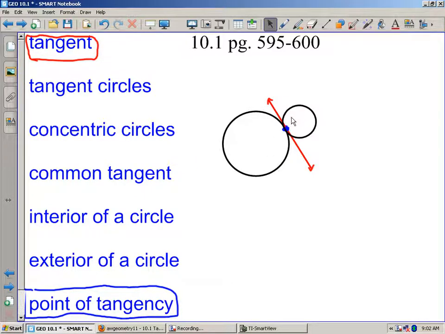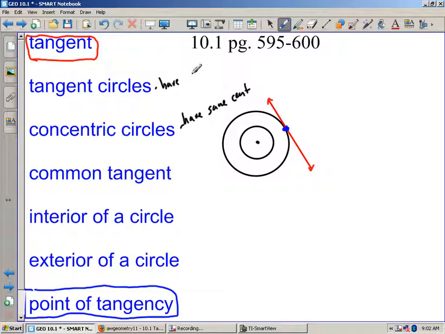So then we have concentric circles. Concentric circles I always think of as a dartboard. So concentric circles look something like this. Concentric circles basically have a point in the center, and they're equidistant. Basically you'll have a radius, and then you'll have a different radius for the bigger one, but they have the same center. So concentric circles have the same center. Tangent circles have the same tangent point.